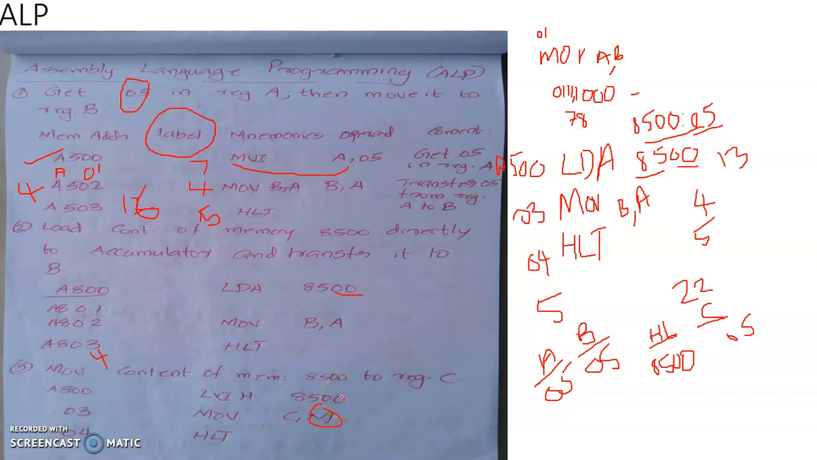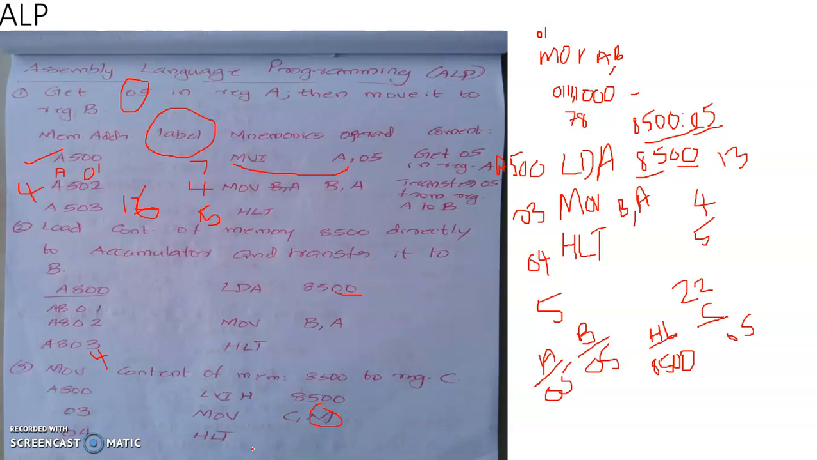LXI H, 8500 is a 3-byte instruction. So this will consume A800, 01 and 02. In 03 we have written MOV C, M. In 04 we can halt the program. Overall it consumes 5 different memory locations, and then the T states involved.